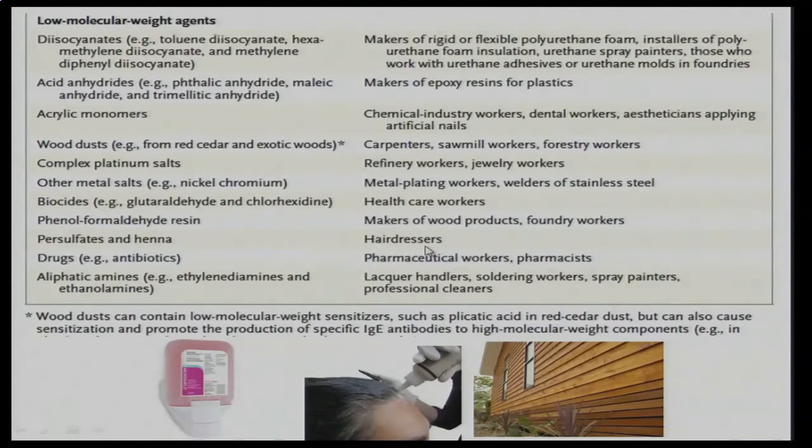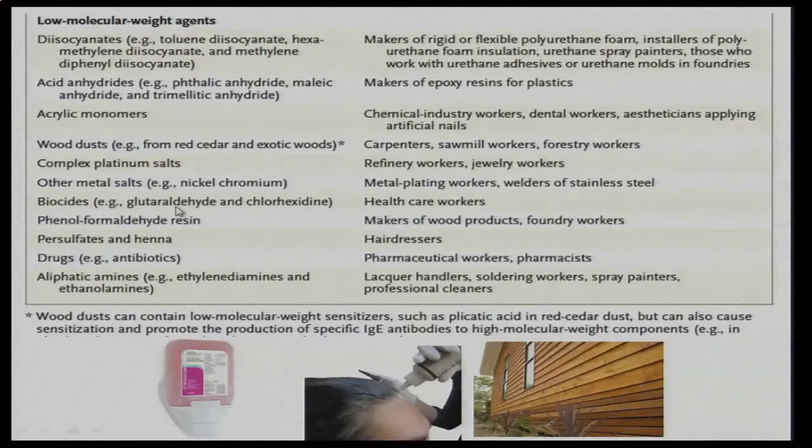But there are certainly a lot of other low molecular weight agents. So as I said before, the wood dust, although you may think initially a high molecular weight, they actually are low molecular weight. Complex platinum salts, biocides. So biocides, which are used in healthcare, so things like formaldehyde is not really used that much, isn't really used anymore.